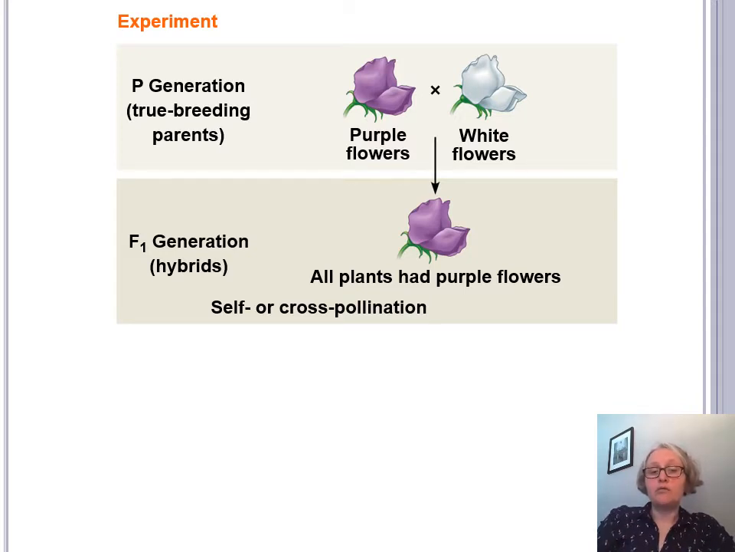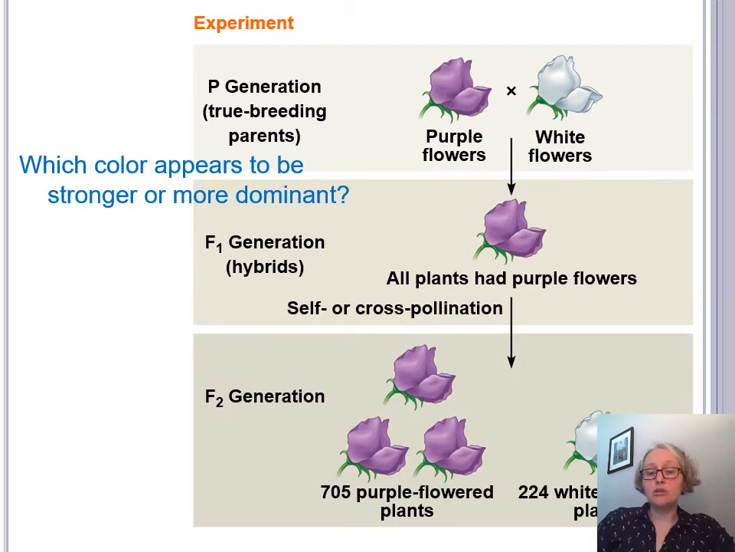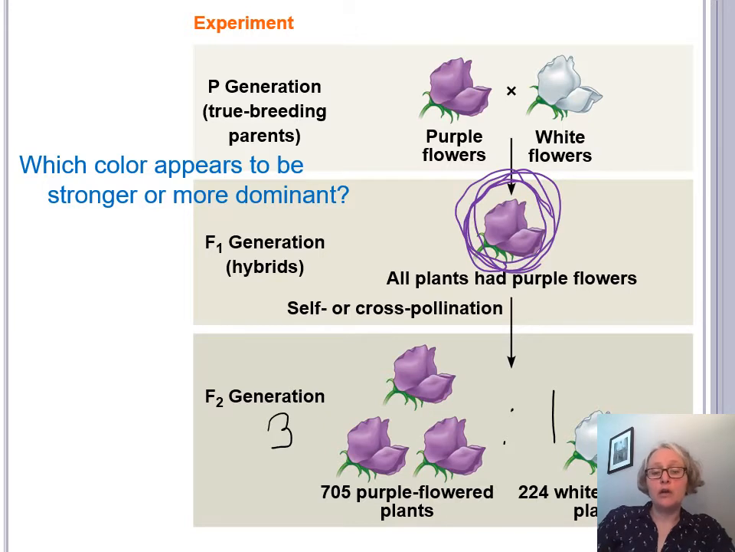He then allows these F1 hybrids to self or cross-pollinate. So he's allowing this purple plant right here to cross with itself. And he goes out a second generation. And in that second generation, he sees that he gets purple plants again, but he does get a few white ones back. He gets about 3 purples to every 1 white plant. And what he notices is that the purple color seems to be more dominant. It seems to be stronger. When it's purple times white, all the babies are purple. When you take these purple F1 hybrids and cross, you get 3 purples to every 1 white flower.